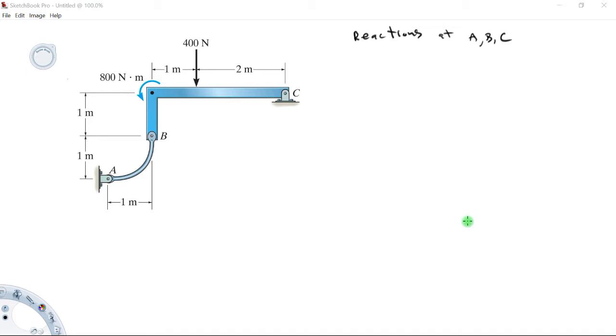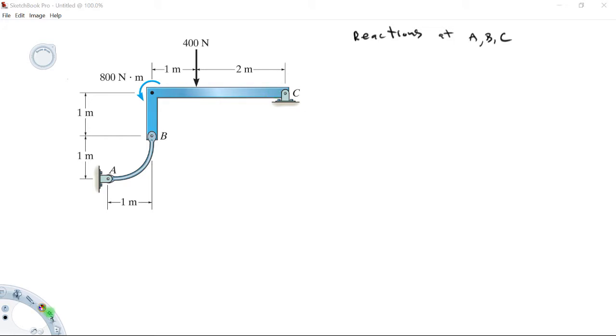Making this video here to just provide an example of how to do two-dimensional force and moment problems. So what we're looking at, we've got this L-shaped structure connected by this what looks like a quarter circle thing here. And what we're going to do is work on calculating the reaction forces occurring at A, B, and C.